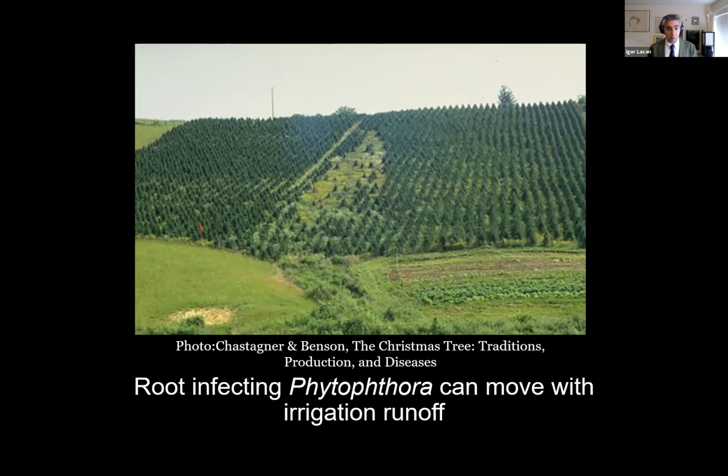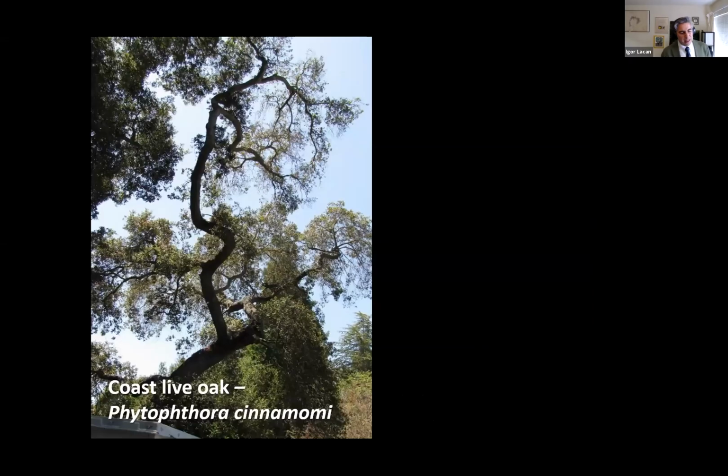What do you see on the plant when this is actually happening? Well, the thing is, you don't see much. This is what I mean about these diseases not being very flashy. Here is a coast live oak infected by Phytophthora cinnamomi, and you can see thinning of the canopy. That's one of the early signs.